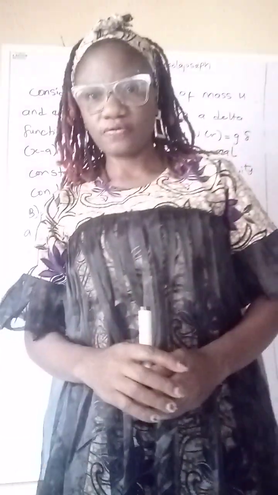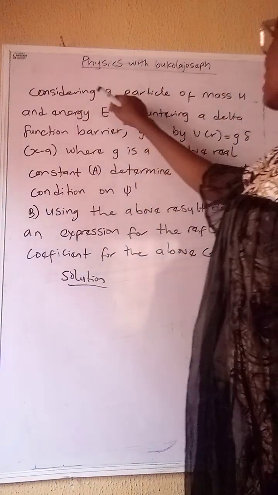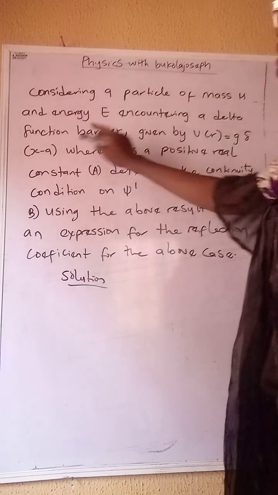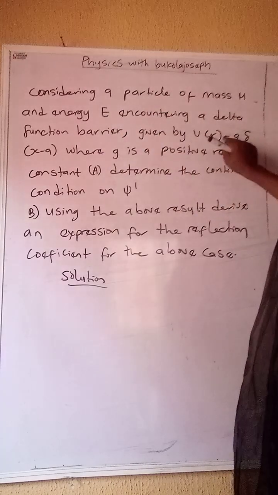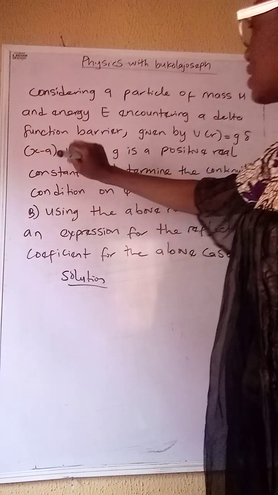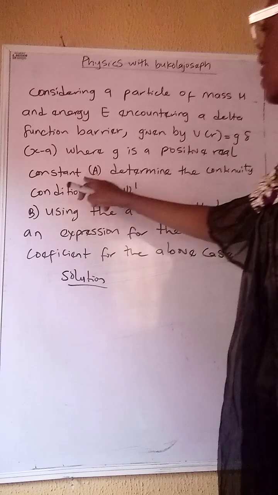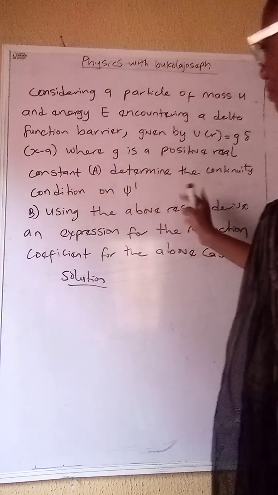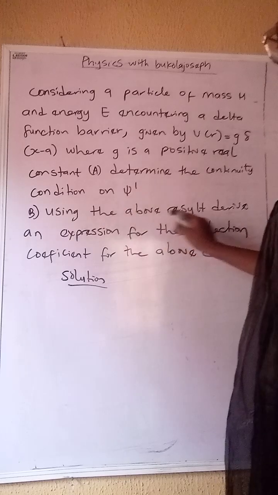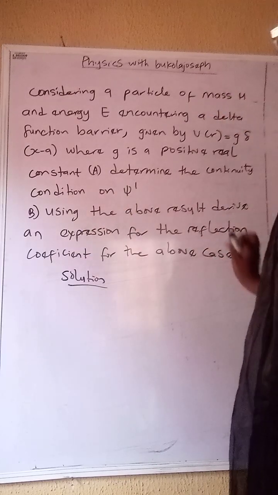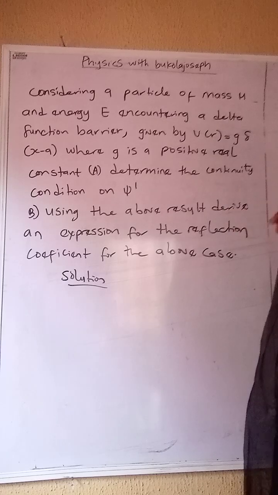So we are going to be doing quantum physics. Let me read the question and then we'll do this together. Considering a particle of mass mu and energy E encountering a delta function barrier given by V(x) equal to g delta(x minus a), where g is a positive real constant. A. Determine the continuity condition on psi prime. B. Using the above result, derive an expression for the reflection coefficient of the above case.